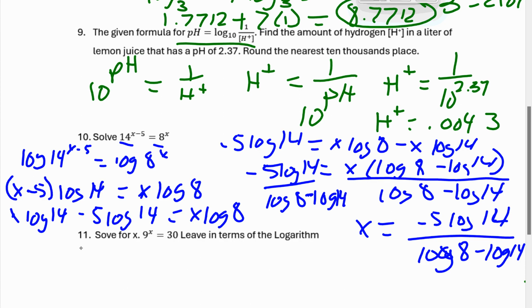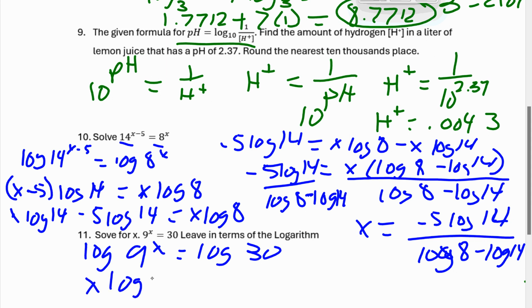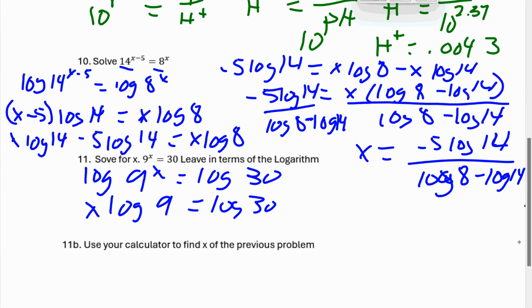This one's a little bit easier. You take log of both sides. The x gets moved out front, and this one's a little bit easier just because you don't have two terms, you don't have two y's or two x's. So I just divide by log of 9 on both sides. Then I just do that in a calculator and type that in, and I get x is approximately 1.548.